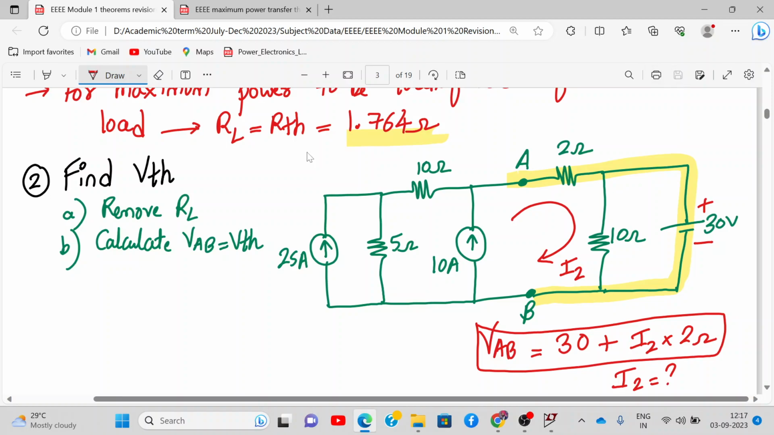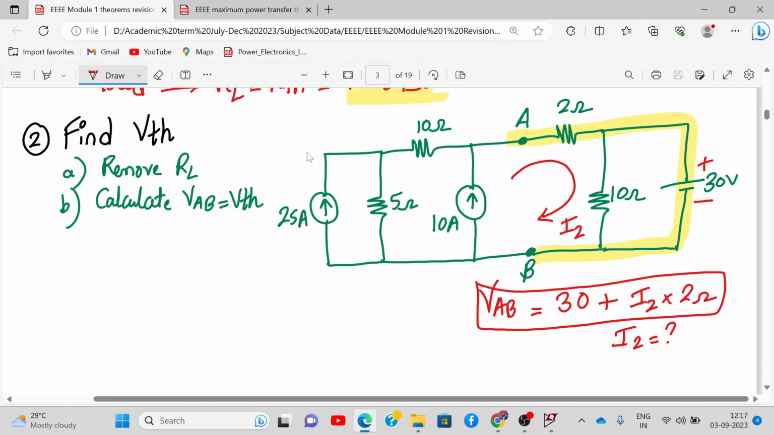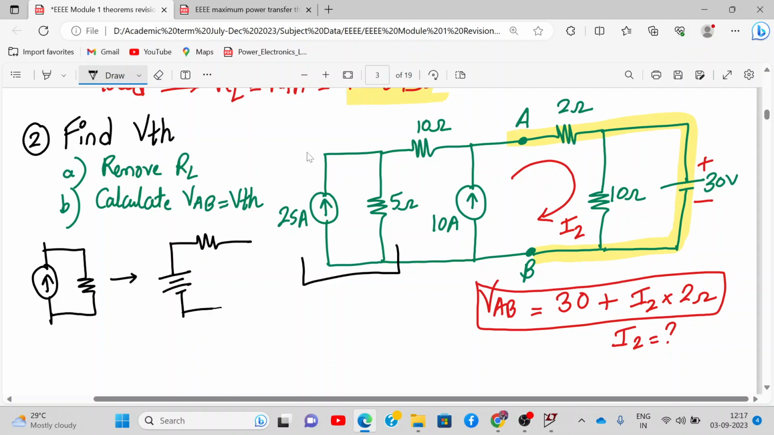Everyone? Yes, sir. Alright. Now, the next immediate thing we can do is, there are 3 loops now. It doesn't make any sense. So, do you know source transformation? Source transformation is what? A current source in parallel with a resistance can be converted into, let me show you over here, a voltage source with a series resistance.